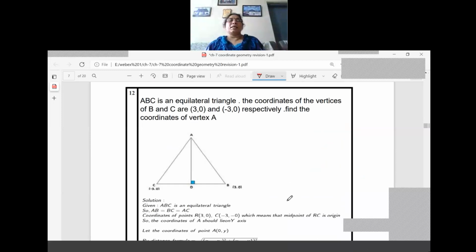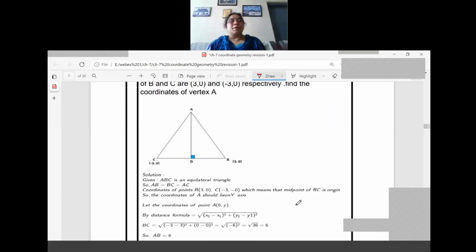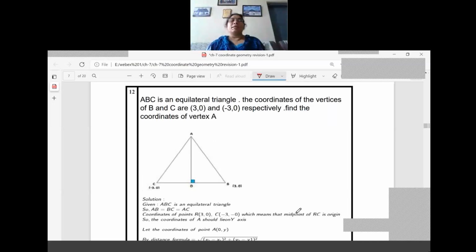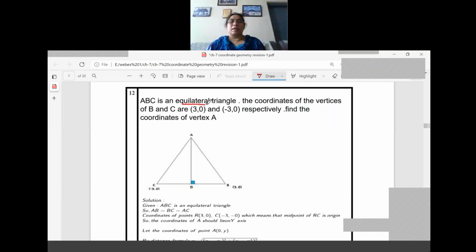Okay. ABC is an equilateral triangle. The coordinates of the vertices B and C are 3 comma 0 and minus 3 comma 0 respectively. Find the coordinates of the vertex A. This is one of the good questions I suggested, because if you check the question papers you can always see this one. But it is an equilateral triangle, right?